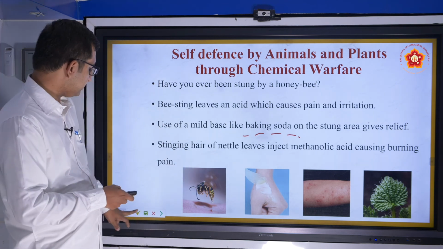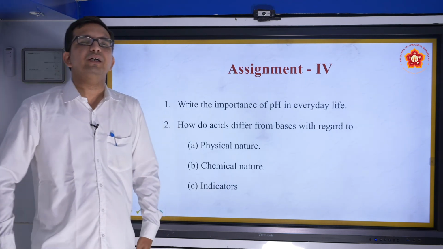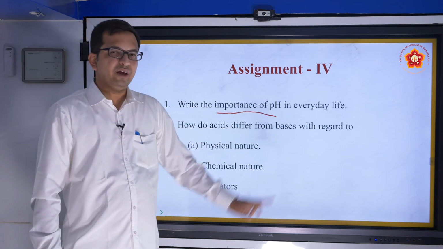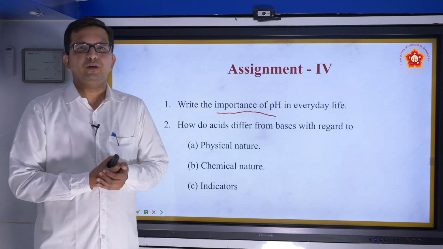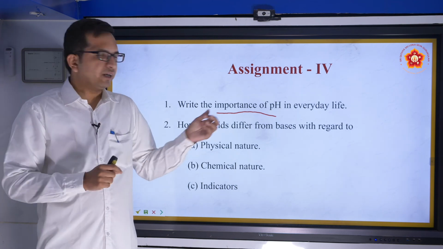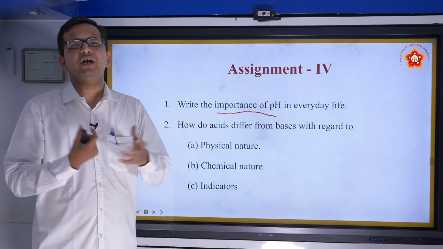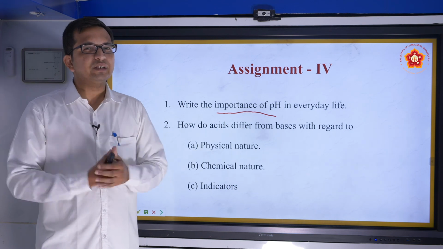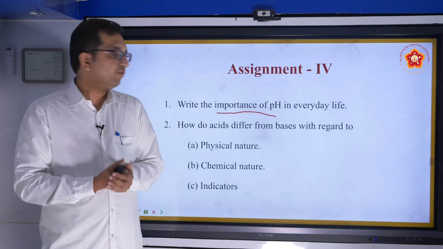So having seen all these parts, let us see one last assignment in this case, and this being a last assignment, we have some general questions here. Write the importance of pH in everyday life. Some examples were dealt here, like say sting of a honeybee, pH in our digestive system and all. For your practice you can write it, but then it would be nice if you are able to find out some more examples by yourselves, not the same repetitive ones which have been told here. So find some new examples, how pH is actually playing a role in our day-to-day life.